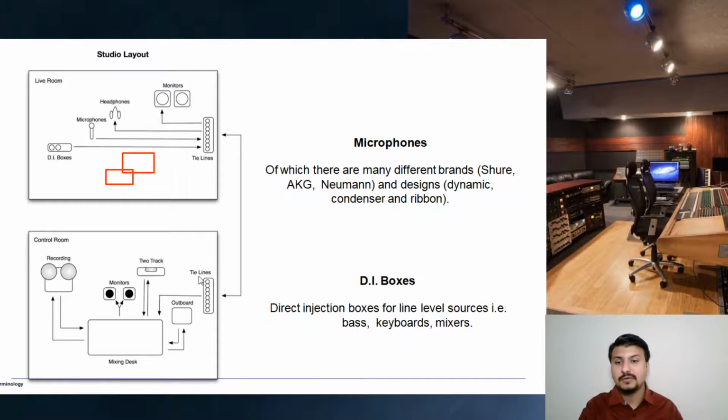The DI box that I have used just now, you can see in the live room on the left side. So what is a DI box? The full form of DI is direct injection. A DI box is for line level sources, that is bass, keyboard, and mixer. So these are the various options, and there are options in the live studio also.